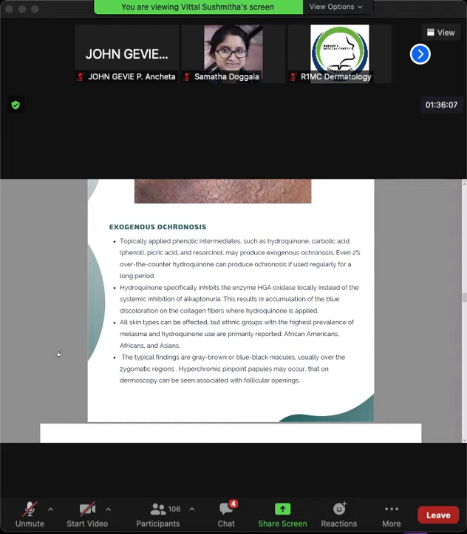All skin types are affected, but the ethnic groups with the highest prevalence of melasma and hydroquinone use are primarily reported, namely African Americans, Africans, and Asians. The typical findings are gray-brown or blue-black macules, usually over the zygomatic regions. Hyperchromatic pinpoint papules may also occur, which on dermatoscopy are seen associated with follicular openings. Thank you.